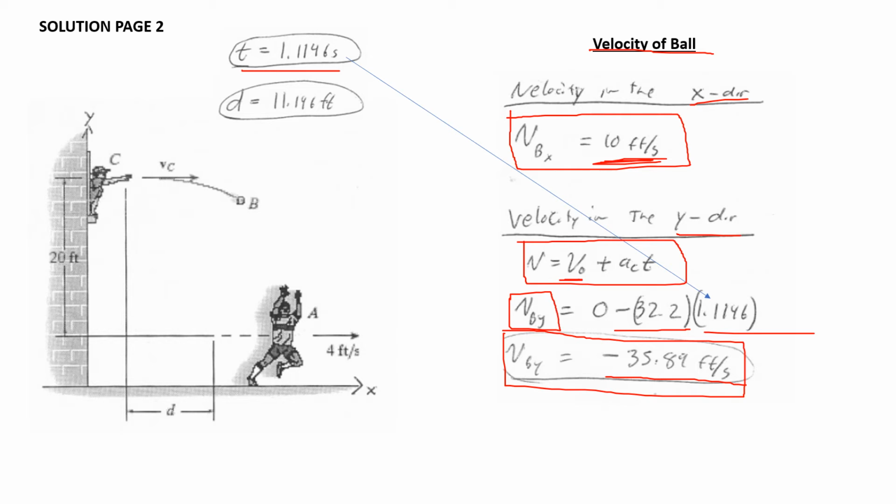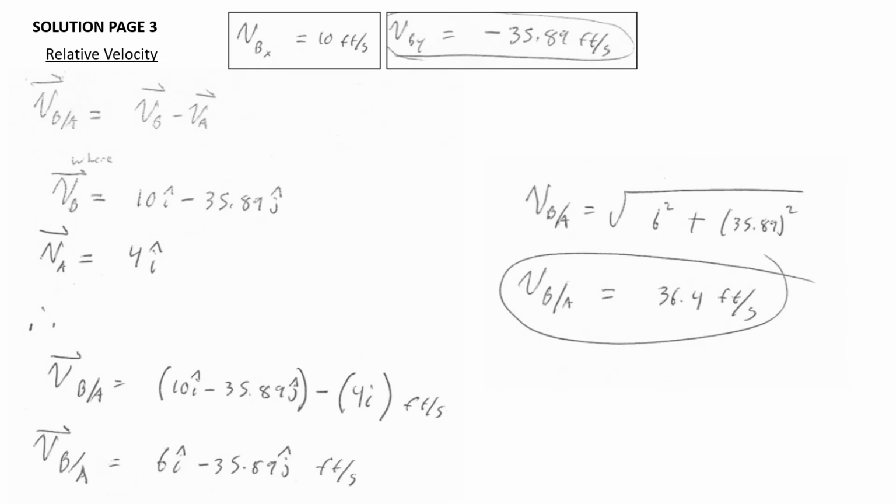So we now have our x component and our y component. Here's our x component up top for the ball, and here's our y component down here for the ball. So I rewrite my velocity components in the x and y direction for the ball at the top of the next page of my solution. And now what we're going to take a look at on this page is our relative velocity.